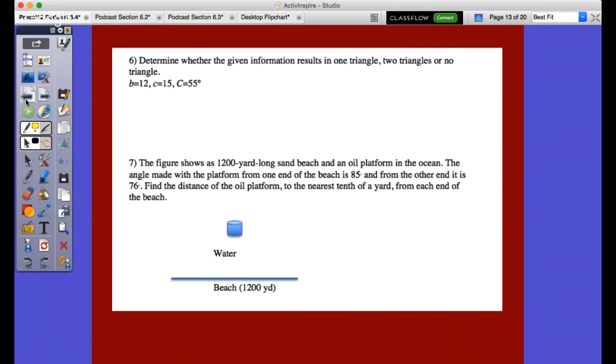It says the figure shows a 1,200-yard long sand beach and an oil platform in the ocean. The angle made with the platform from one end is 85 degrees, and with the other end is 76 degrees. It's just a real-world application of angle side angle, which would be a basic law of sines. And then it asks us to find what x and y are to the nearest tenth.